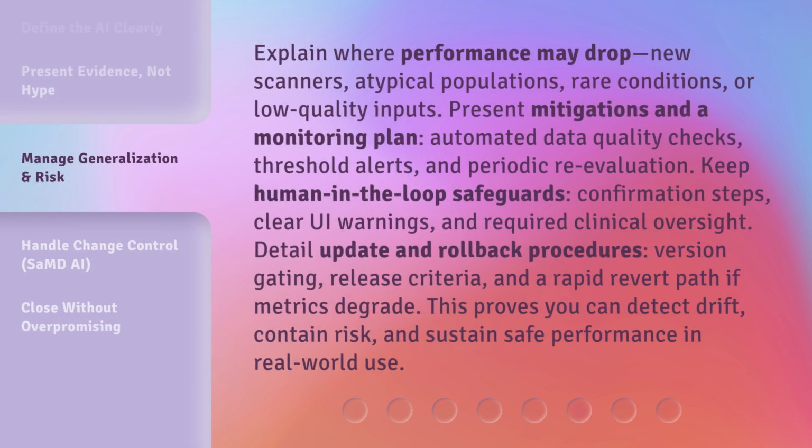Explain where performance may drop: new scanners, atypical populations, rare conditions, or low-quality inputs. Present mitigations and a monitoring plan: automated data quality checks, threshold alerts, and periodic reevaluation.